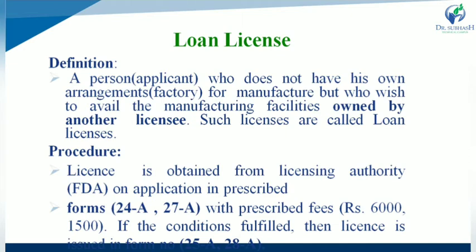What is the procedure for loan license? First of all, the license is obtained from the licensing authority on application in prescribed form number 24A and 27A with prescribed fees, and if the conditions are fulfilled, then the license is issued in form number 25A and 28A.